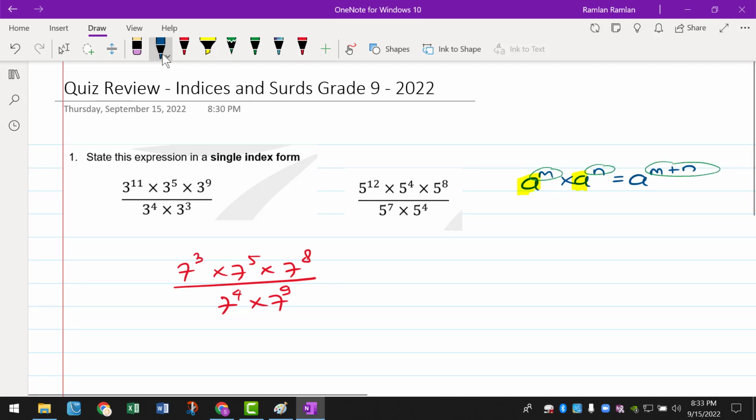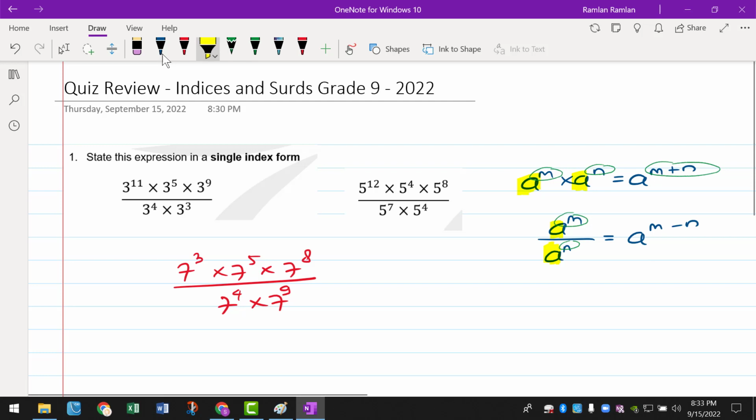The second law is division: a to the power of m over a to the power of n equals a to the power of m minus n. Notice again, if you have the same exact base, you only need to subtract. This time you subtract the power on the numerator by the one in the denominator. Just make sure that the bases are the same.